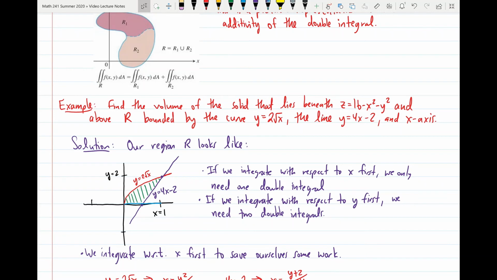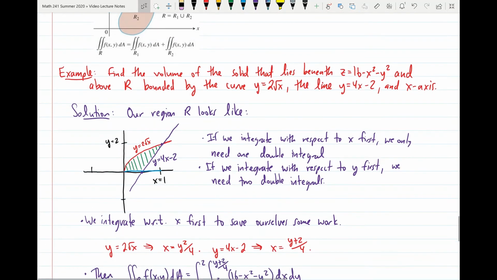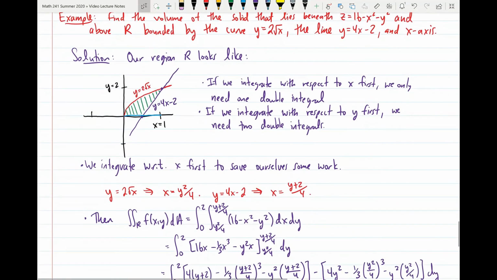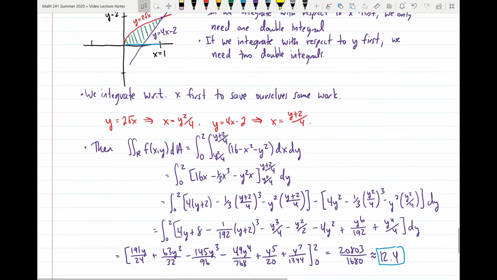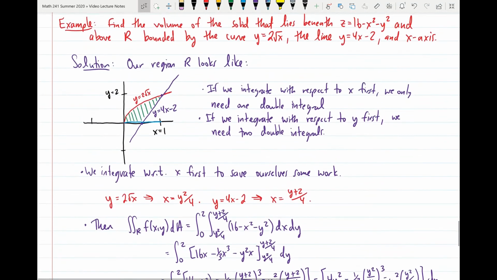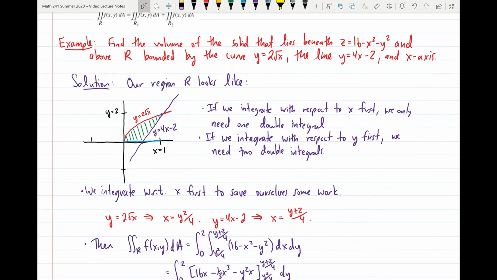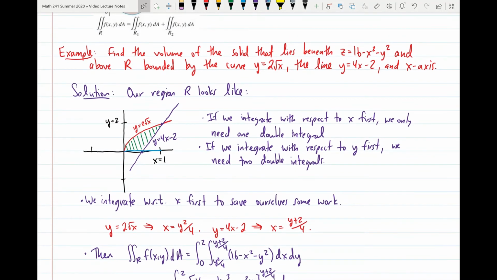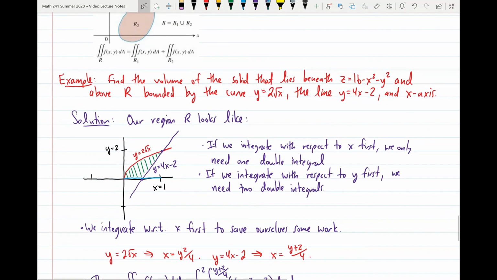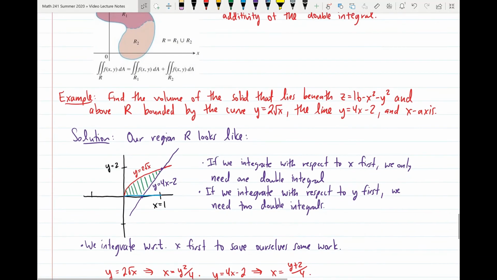Alright, finally we have one more example for the video. It's a little bit algebraically annoying, but I included it anyways just because it's an example in the book, and I figured it would show that a lot of times these double integrals are not going to be pretty to actually calculate. So let's go into this last example here.